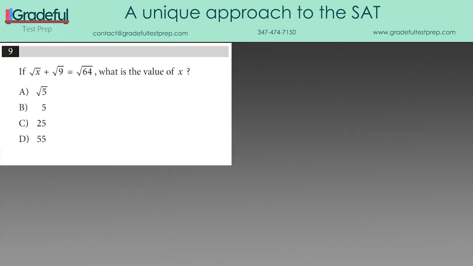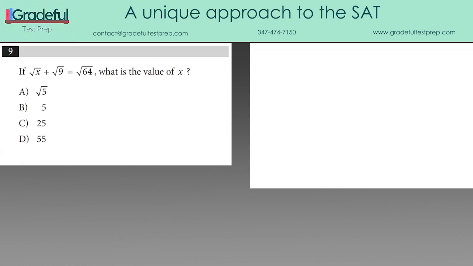Question 9 is a question about radicals that's very easy to overcomplicate. First of all, when you have a square root of something, that's going to have a positive and negative scenario. So for instance, the square root of 25 would be plus or minus 5. So we always want to be aware of that, but we're not quite sure on which questions that will be a big deal. But in this situation, we have square root of x plus square root of 9 equals square root of 64.